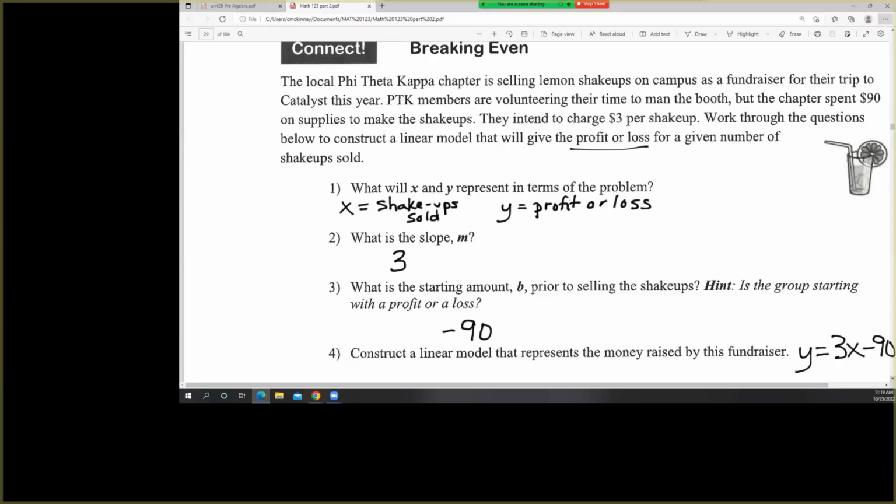So I might sell 100 shakeups. That would be $300, but I got to replenish the $90 we spent on the supplies. So we would actually profit 210 in that case. So look at number 5. They've said this is enough material to make 225 shakeups. So how much money will they have raised if they sell all 225?